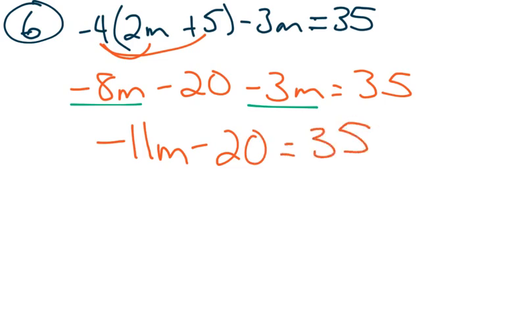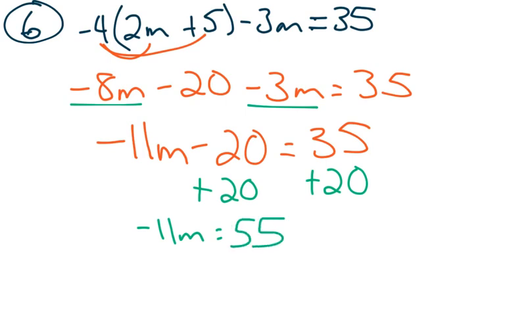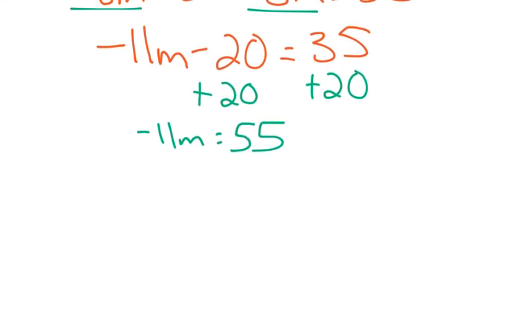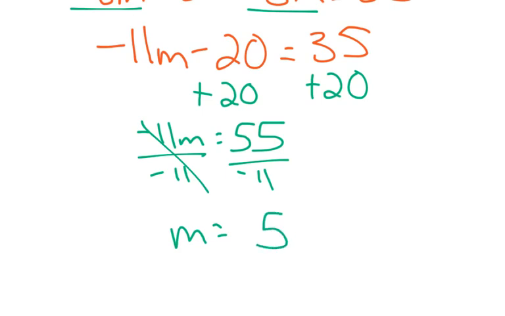And again, it's the same problem here. Get rid of your adding and subtracting, get rid of the number in front of the variable, and you're done. Get rid of the minus 20 by adding 20. Negative 11m is equal to 35 plus 20, that is 55. Then divide both sides by negative 11, because the negative 11s will cancel. m is equal to 55 divided by 11, which is 5. If I had positive 55 and negative 11, positive divided by a negative is a negative.